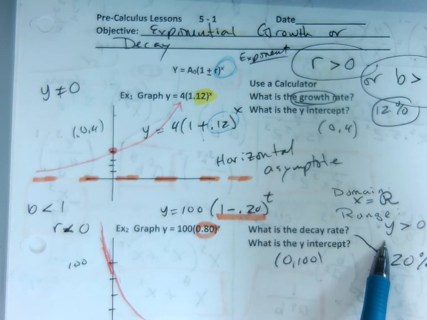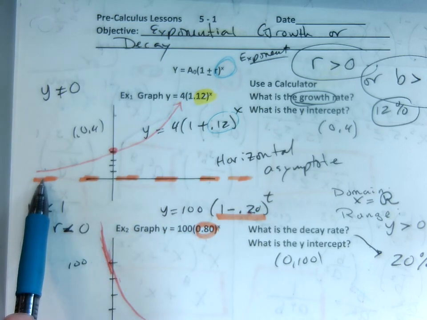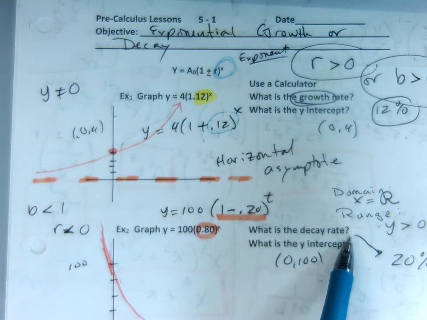And we know the range, since it never touches the x-axis, and we know it can never be 0, the range is just y is greater than 0.